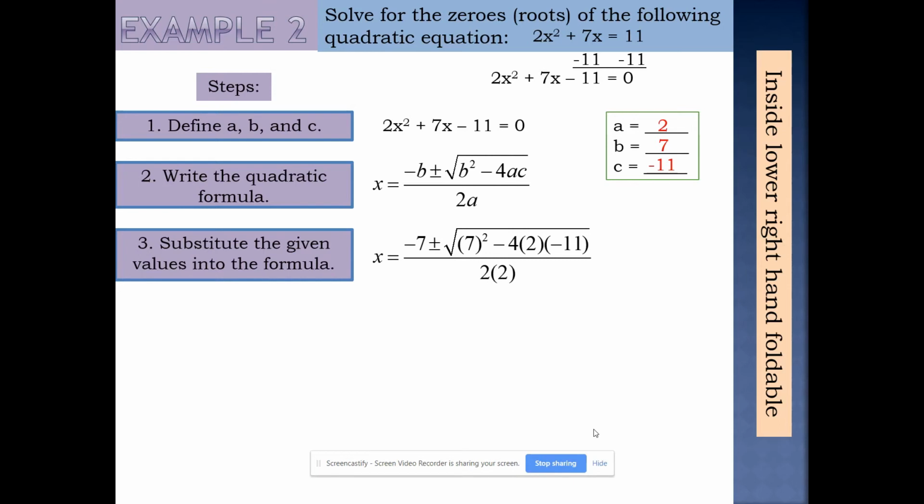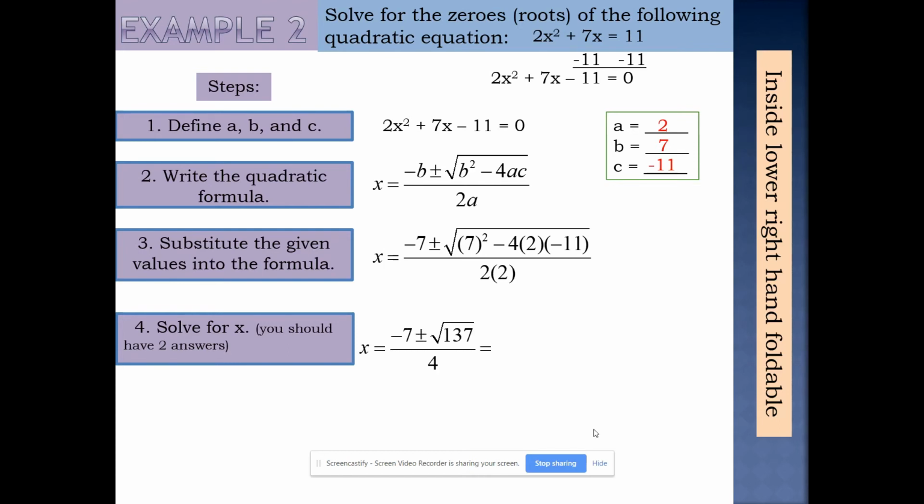So we're going to simplify what's under the radical. Make sure you put that whole thing in your calculator. You don't even have to do it step by step. Just put that whole part under the radical in your calculator. So you end up with negative 7 plus or minus the square root of 137 divided by 4.